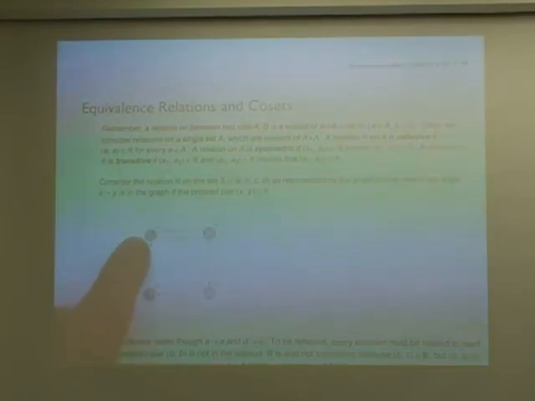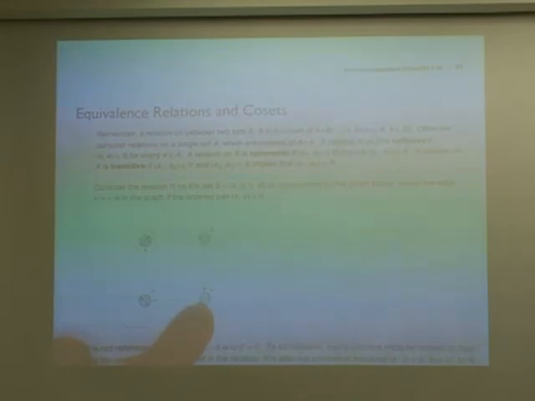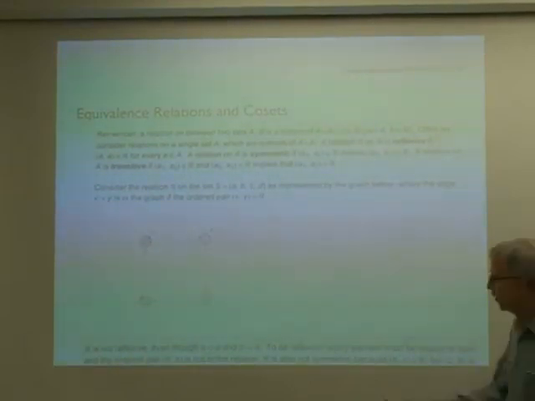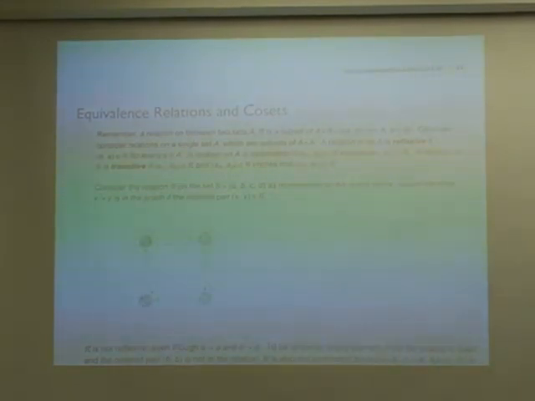Here A is connected to itself, and D is connected to itself, but B and C are not connected to themselves. So this is not reflexive. Reflexive means everybody's connected to themselves. This fails reflexive. Is it symmetric?